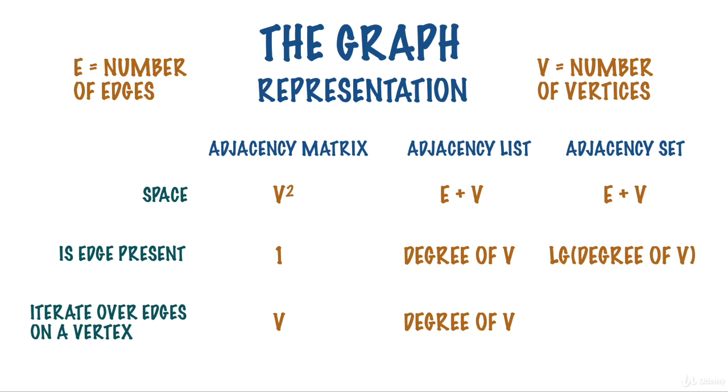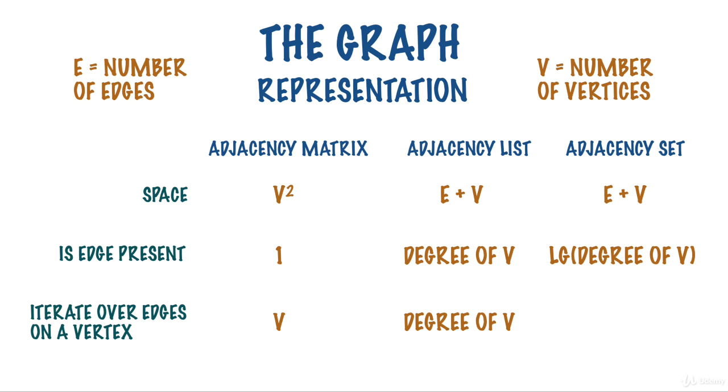The difference between an adjacency list and an adjacency set comes in the time complexity to check whether an edge is present between vertex V1 and V2. If you notice, an adjacency set representation is much faster in performing this check. The complexity is order of log of the degree of the vertex V. The order of log of the number of edges incident on V is the time it takes to check whether an edge is present. What's the reason for this difference?